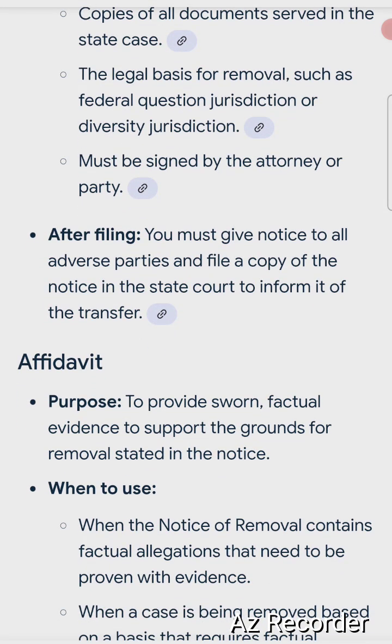Okay, after filing, you must give notice to all adverse parties and file a copy of the notice in the state court to inform it of the transfer. I would also suggest filing another copy of it in the county clerk's office as well.